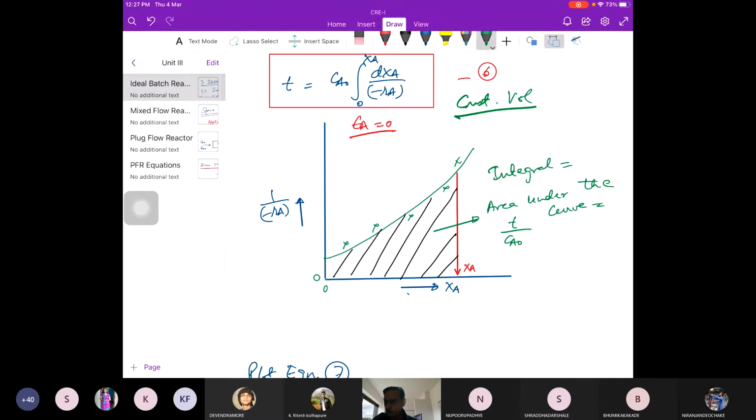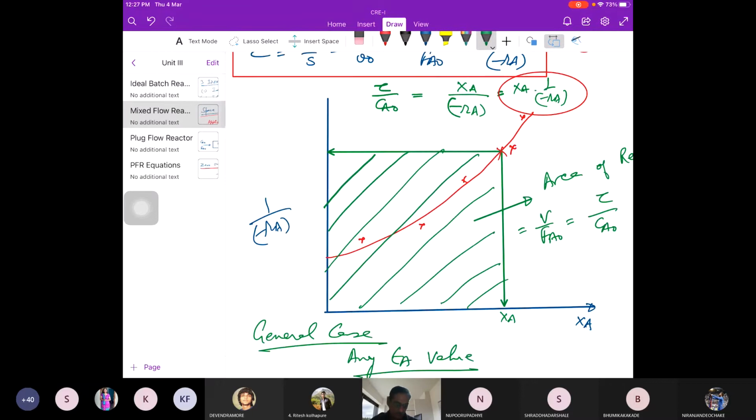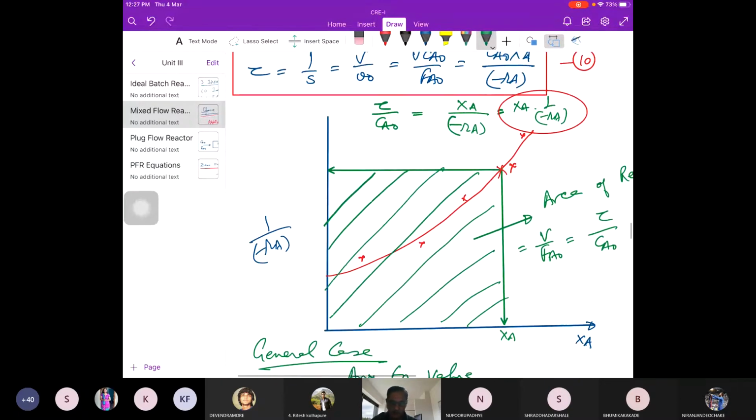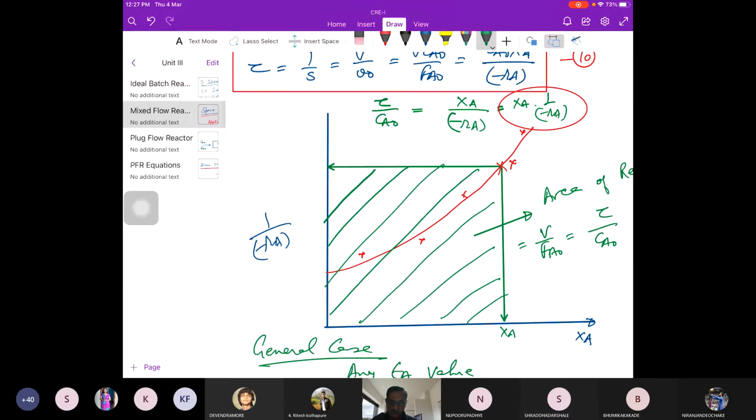This is what you should know from mathematics, right? When you want to find an integral value graphically, you always plot the curve y versus x and find the area under the curve, and that is the value of the integral. Okay. Now if I look at this equation, it is almost similar. Tau, there it was t, and c naught was also there. Here instead of an integral we have xa upon minus RA. There is no integral, it is xa into 1 upon minus RA.